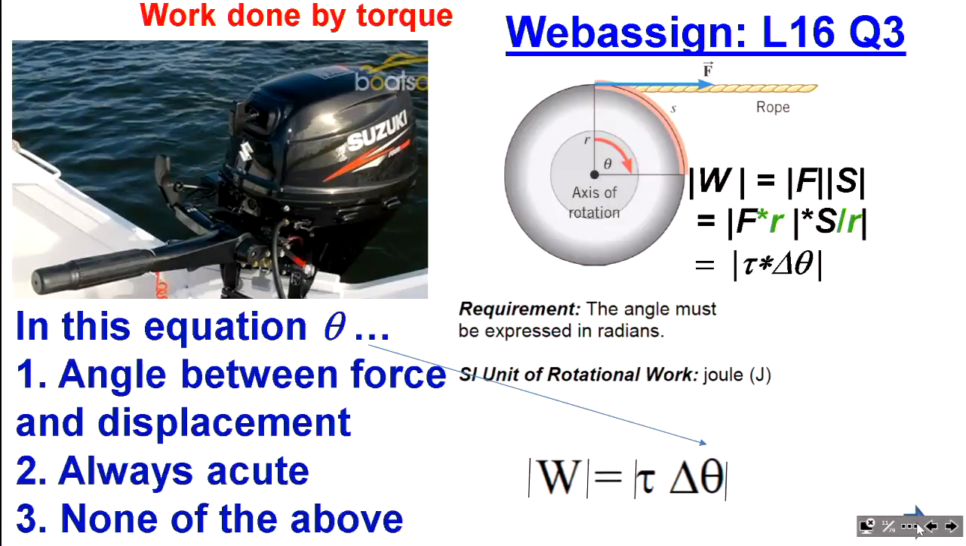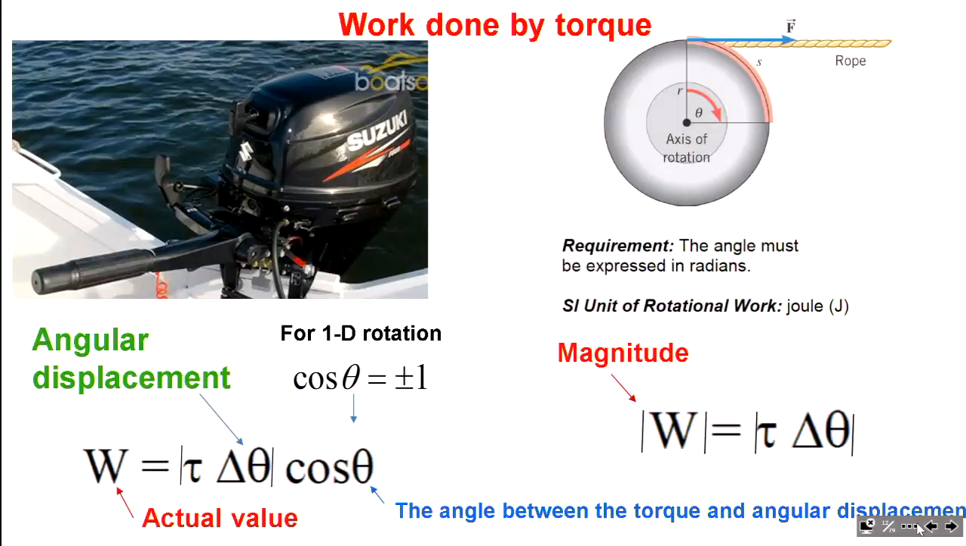Well, there's no tricks here. Distance divided by radius is a definition of radians. It's an angular displacement. So this theta represents angular displacement. This expression tells us the magnitude of the work done, but the actual value of work can be positive, 0, or negative, as we know. It depends on the direction, on the angle between force and displacement, and in this situation, it depends on the angle between torque and angular displacement.